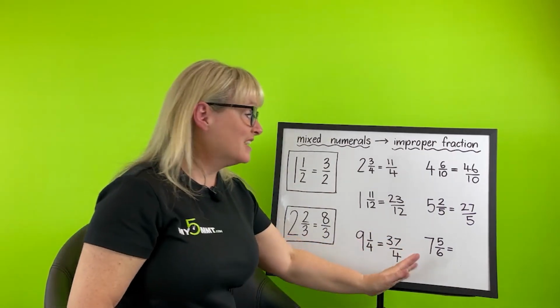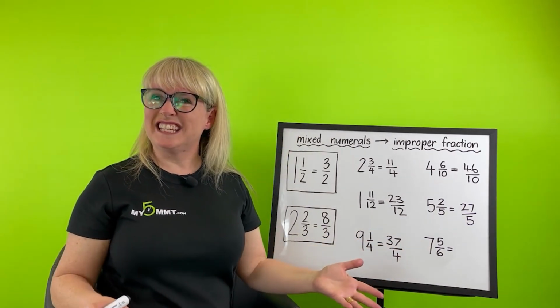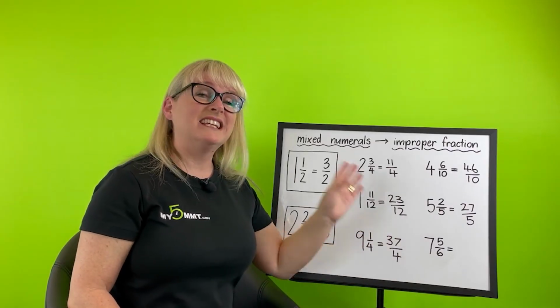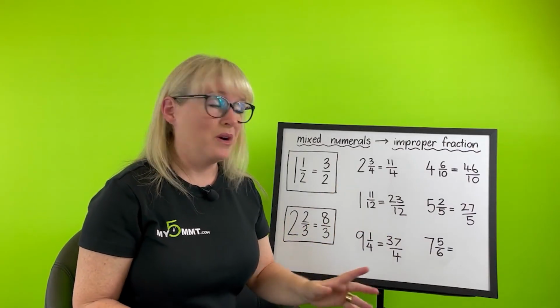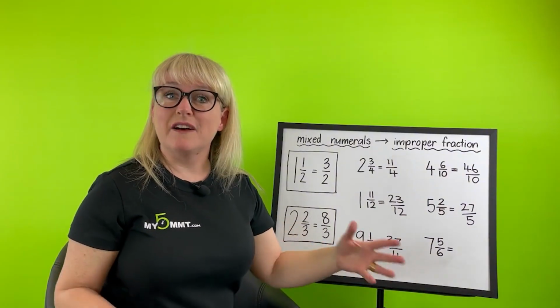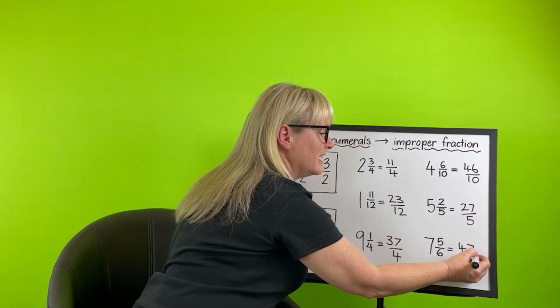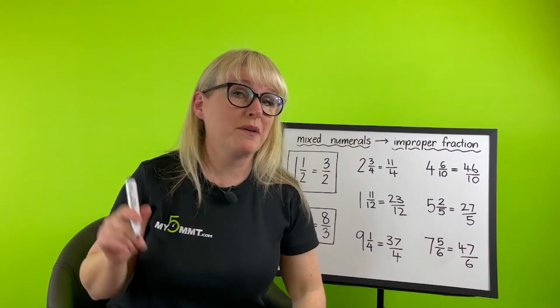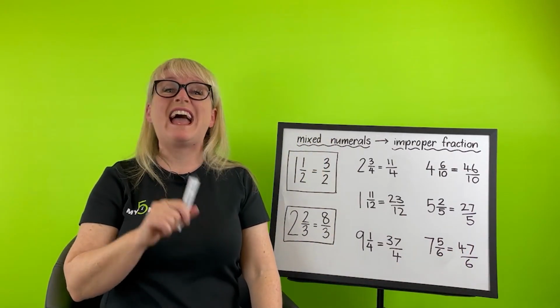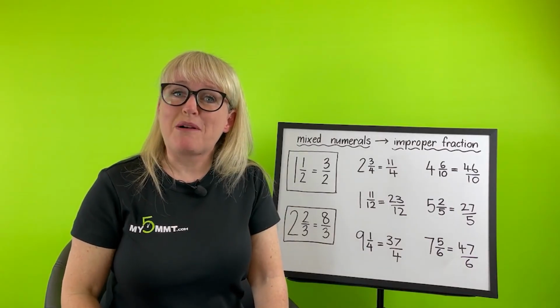And even a large one like this, 7 and 5 sixths, we can change it by saying I need 6 sixths to make one whole. So 7 sixes are 42, with 5 more is 47 sixths. So we can change from improper fractions to mixed numerals and mixed numerals back to improper fractions.